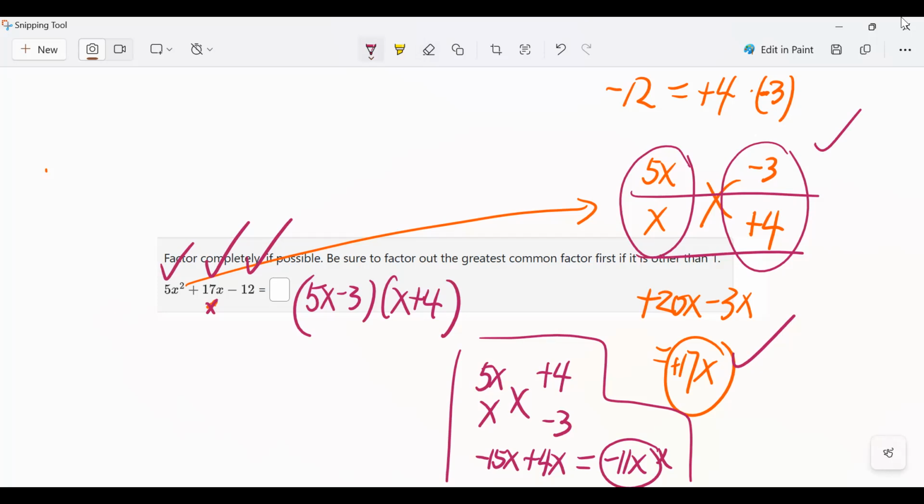But once you practice enough, you will get a very accurate intuition. Once you play around with the numbers and practice a sufficient amount of questions, you get a very accurate intuition to find a correct arrangement very quickly. So 5x minus 3, x plus 4.